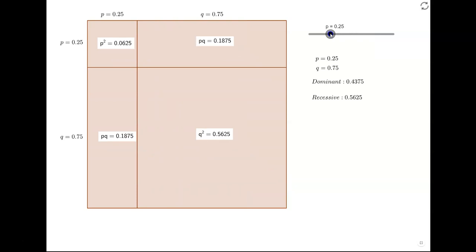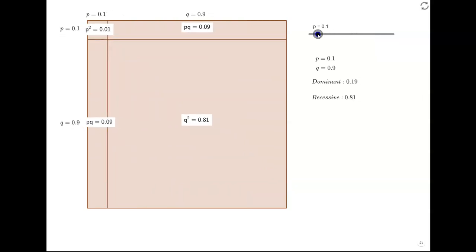Let me flip this back the other way, just to show you that sometimes the recessive alleles in a population can be just as dominant. Just because they're recessive doesn't mean that they can't dominate a population. If you look here, Q squared is at 0.81, right? 0.9 times 0.9 is 0.81. This means that most of your individuals would be homozygous recessive, right?